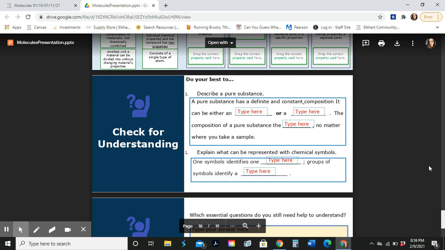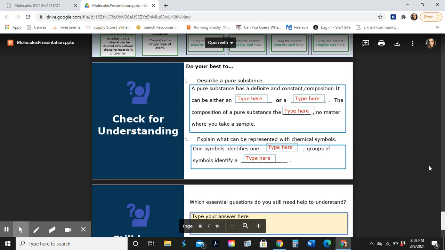Describe a pure substance. A pure substance has a definite and constant composition. It can be either blank or a blank. The composition of a pure substance, the blank, no matter where you take a sample. Explain what can be represented with chemical symbols. One symbol identifies one blank, and groups of symbols identify a blank.